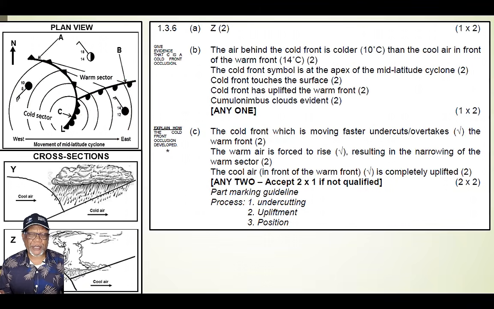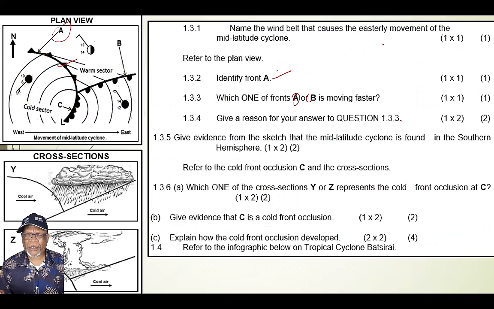Now 1.3.6, what is the question saying there? Which one of the cross sections Y or Z represent the cold front occlusion at sea? So at sea we have cold front occlusion. Now which of the two diagrams show cold front occlusion? The correct one will be this one at Z. Why this one at Z? Because the cold front is the one that is touching the surface. This one is the warm front occlusion, because the warm front is touching the surface.